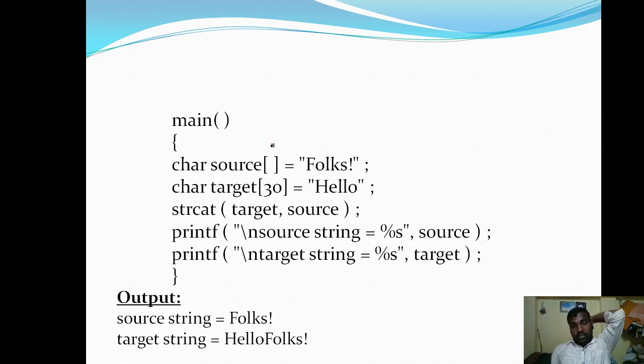Here the source string is "folks" and the target string is "hello". If I perform this, what happens? The source string is appended to the target string. So this "folks" is appended here and it becomes "hello folks". That can be printed with the help of the percent s specifier. Are you getting the point?